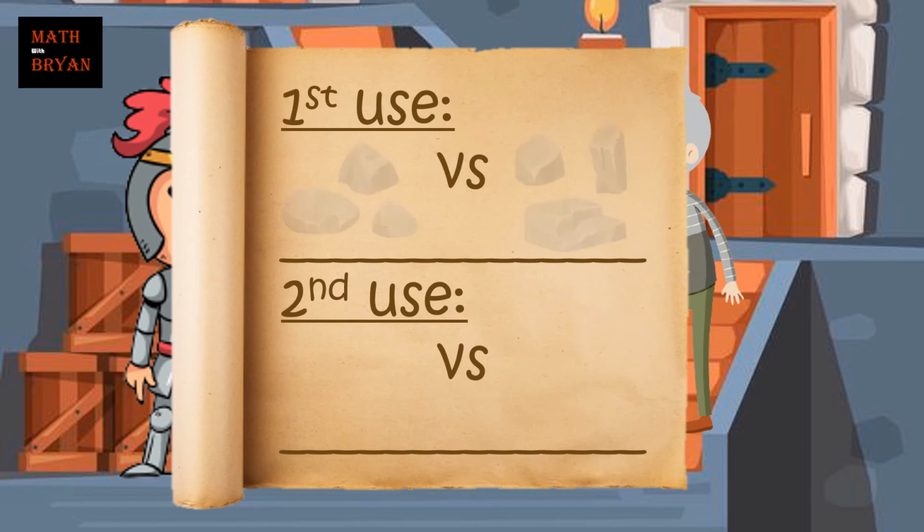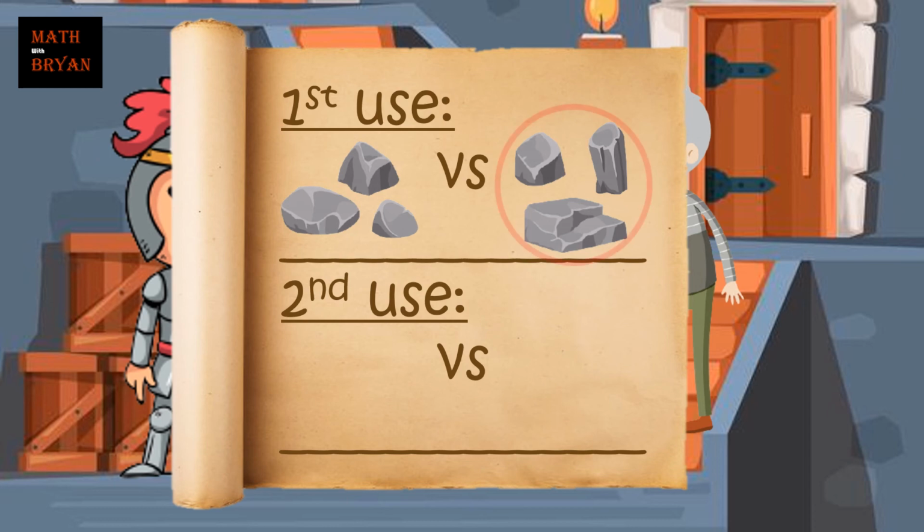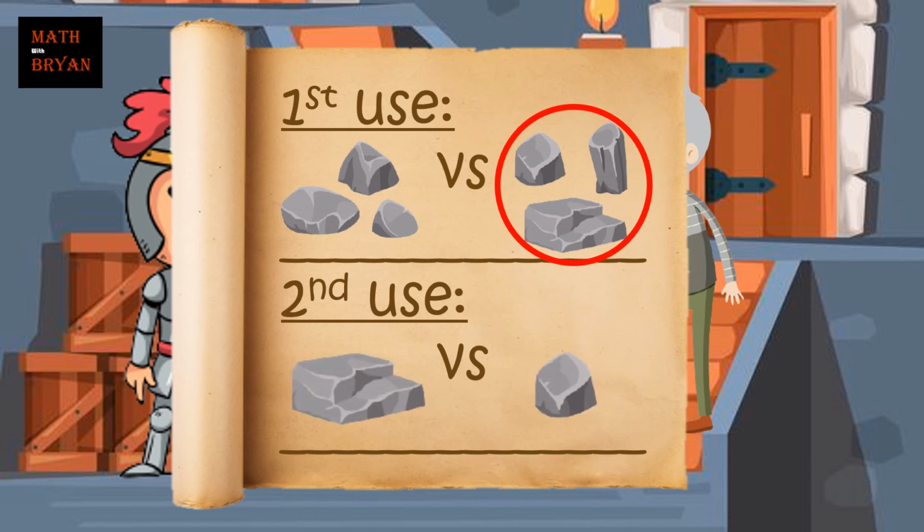We first compare these 3 rocks with these 3 rocks. And the scale says this side is heavier. Then we take 2 rocks from this group and compare them with each other. The scale says they have the same weight, so the fake rock must be this remaining rock.